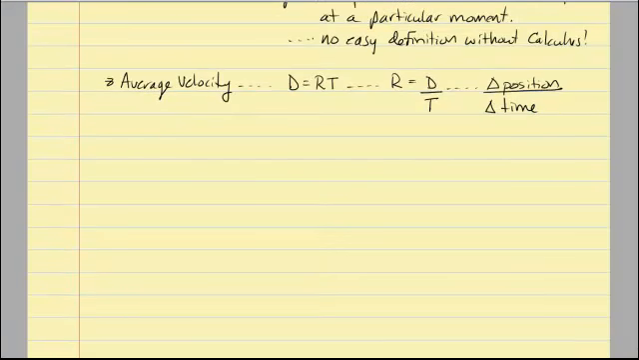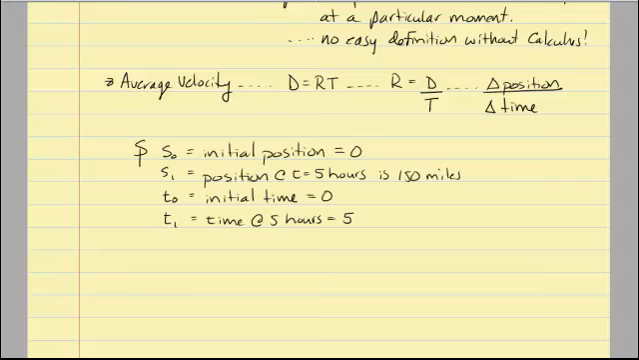So let's go ahead and look at an example where we're looking at some average velocity. So here for this example, let's go ahead and suppose, and this symbol right here, the S with the P hanging from it, means suppose. Suppose we have an initial position S naught of 0. That's a nice initial position to start with. It makes our calculations easier. We have a final position in this particular case of S1, our position at 5 hours into the movement, of 150 miles.